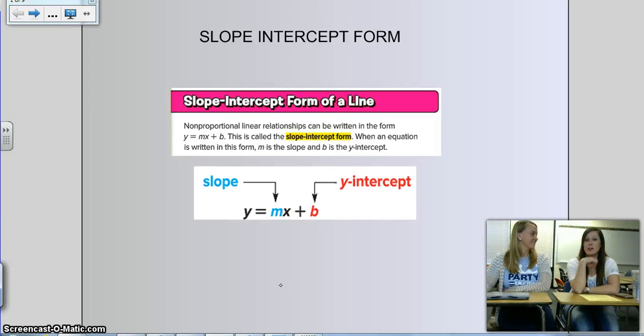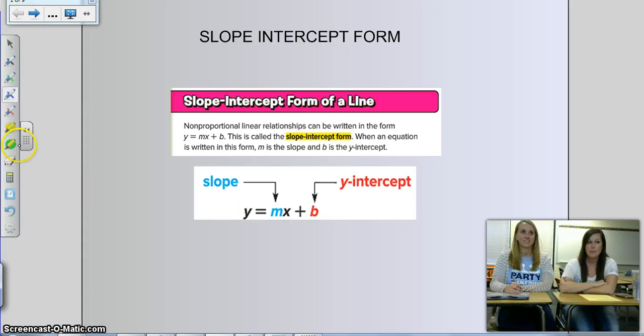Hello. Today we're going to be talking about slope-intercept form. One of our faves. So as you can see in the middle, slope-intercept form is y equals mx plus b. And as you can see on your notes sheet, m is your slope and b is your y-intercept.